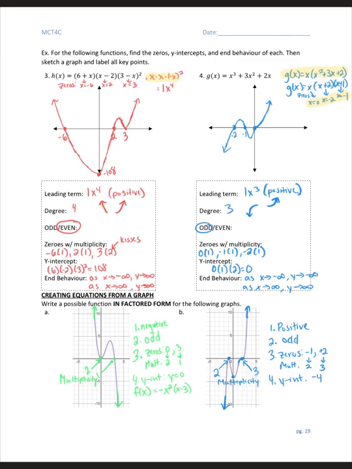Okay, so if we're trying to have a function for this, we could say that f of x, now we know it's going to be positive, our factors are going to be at -1, so we're going to have x plus 1, and x minus 2 for the other one. And then we can tag on those multiplicities. So x plus 1 is going to have a multiplicity of 2, and x minus 2 is going to have a multiplicity of 3.